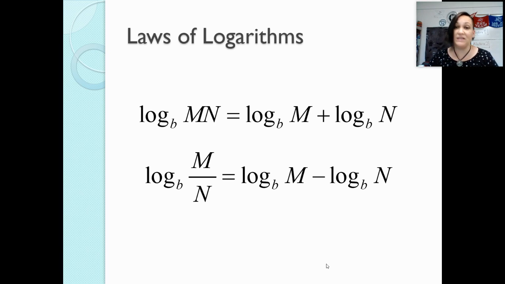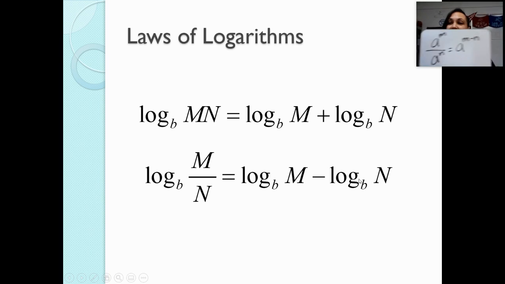Notice that the base on the logs stayed the same. They were log base b. And also notice that the bottom of the fraction went after the subtraction sign. So basically anything that's below a fraction bar needs to go after the subtraction sign. It's making it negative. And here is the exponent rule that goes along with that. So we learned in chapter 6 that if you have a division problem, you can subtract the exponents. And just like our log rule, you're doing the top one minus the bottom one.